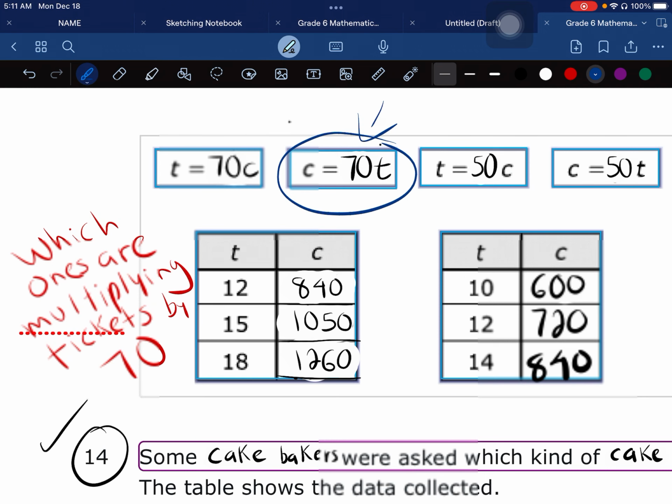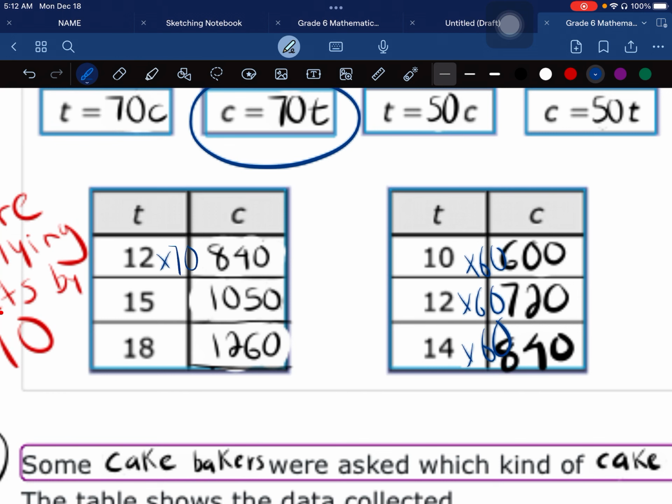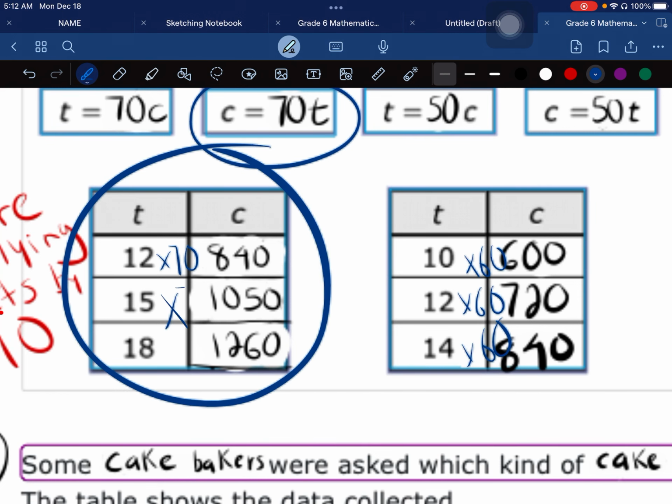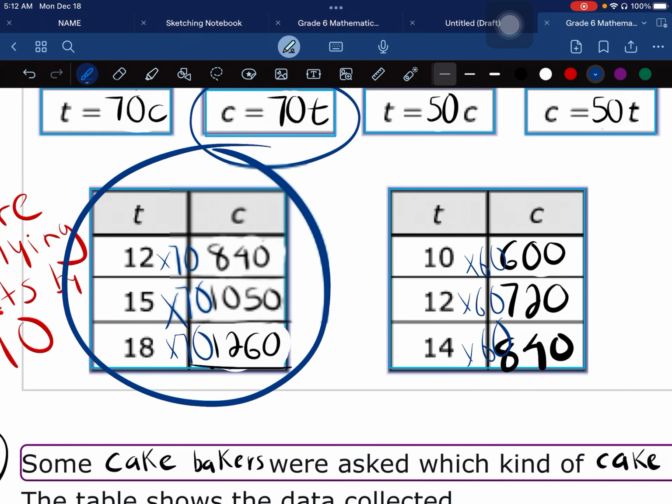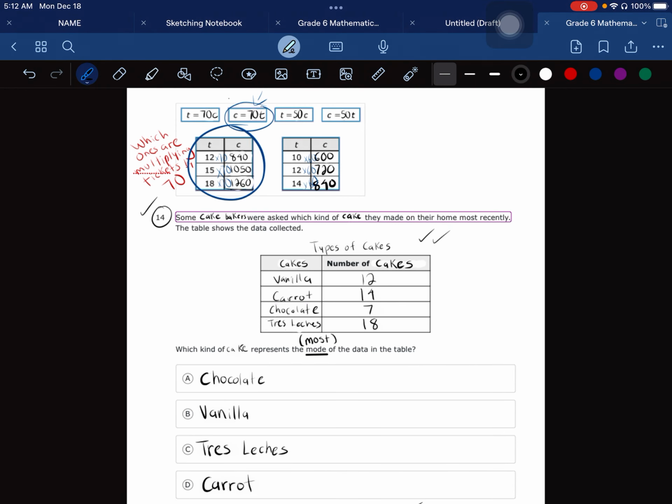And which one is multiplying by 70 in the table? I can clearly see that I'm multiplying by 60 here. And 12 times 7 is 84, so it's going to have to be this one. This one's multiplying by 70. Awesome.